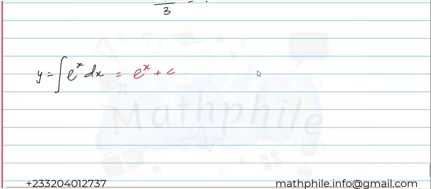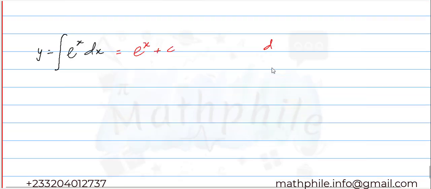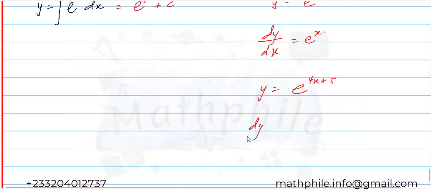So we're saying that if I give you y equal to e raised to the power x, and I tell you to find dy/dx, it is simply e raised to the power x. Also, if I give you y equal to e raised to the power 4x plus 5, for you to differentiate this, dy/dx is going to be e raised to the power 4x plus 5. Now you multiply by the differential of what is on top. The differential of what is on top is 4, leaving you with the final answer as 4 e raised to the power 4x plus 5.